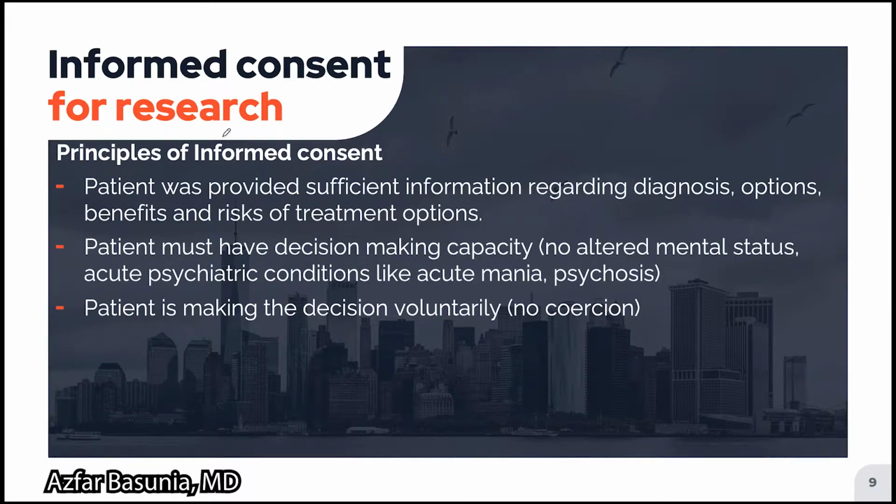There are a few important principles to keep in mind. First, the patient was provided with sufficient information regarding the diagnosis, options, benefits, and risks of the treatment options. Second, the patient must have decision-making capacity. That is, the patient is not suffering from any altered mental status or any acute psychiatric conditions like acute mania or psychosis. And lastly, the patient is making the decision voluntarily. That is, there is no coercion involved.